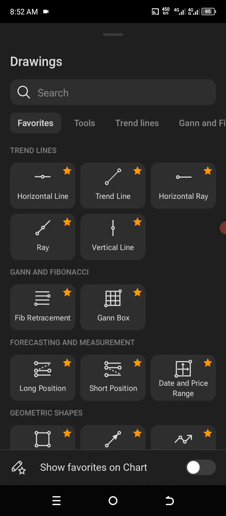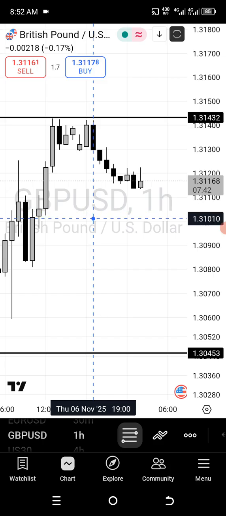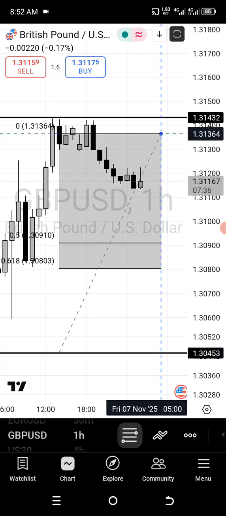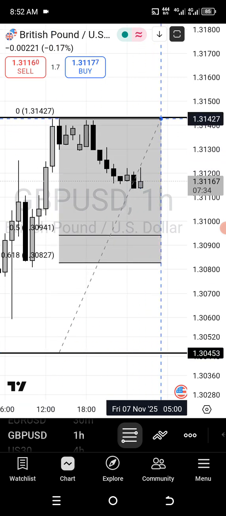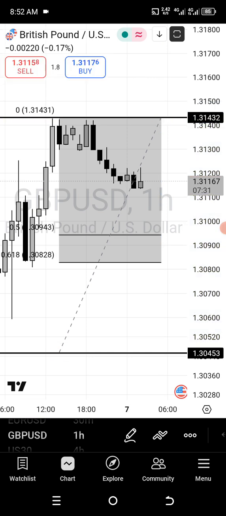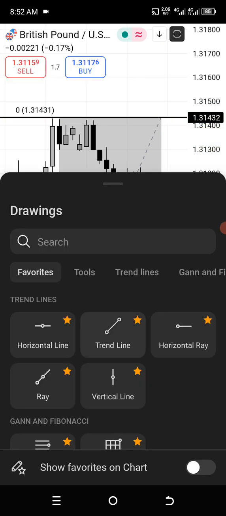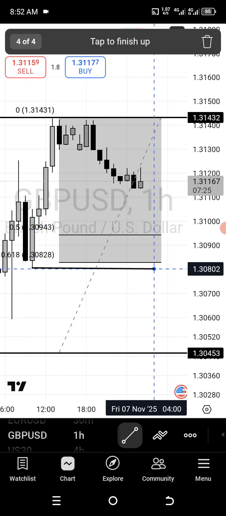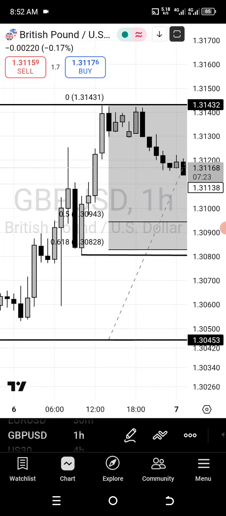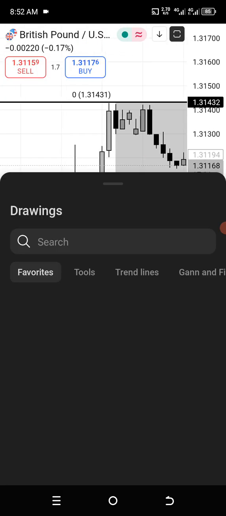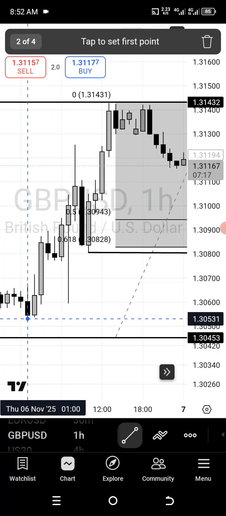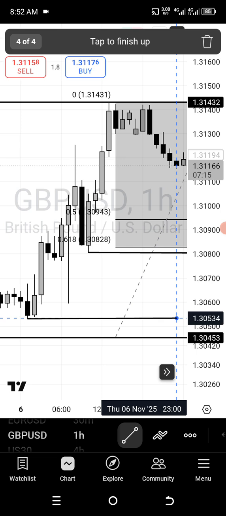Let me put my fib, and you guys can see that if price goes below 50%, I'm going to expect price to start moving to the upside. This is my fib, and below 50%, that's 0.5. I expect this low to be swept, and I also expect this low to be swept. If price wants to actually push to the upside, it has to sweep these lows. This is what I want to see.